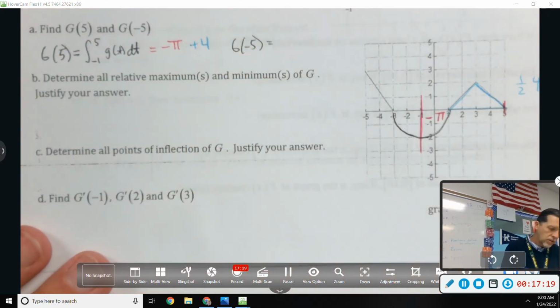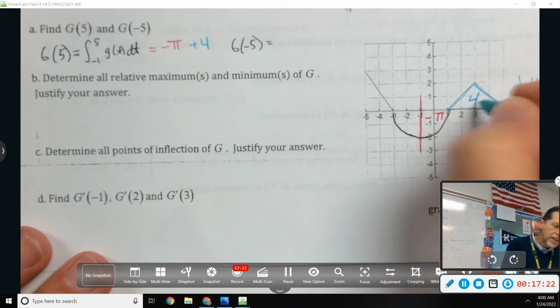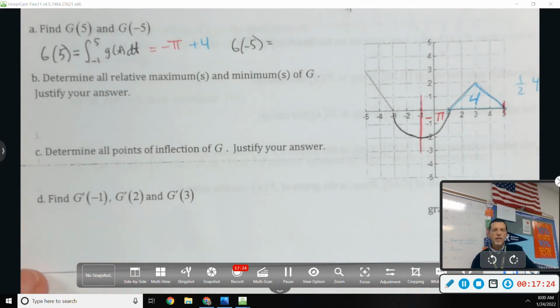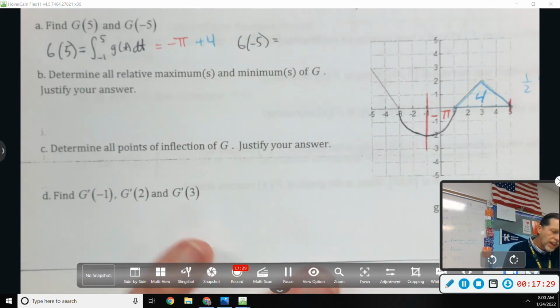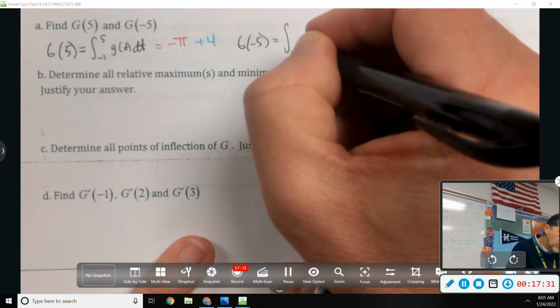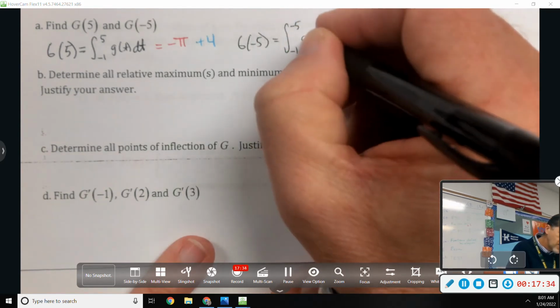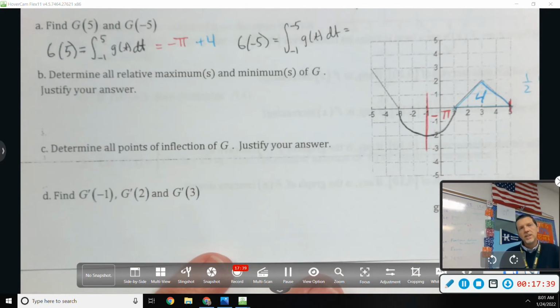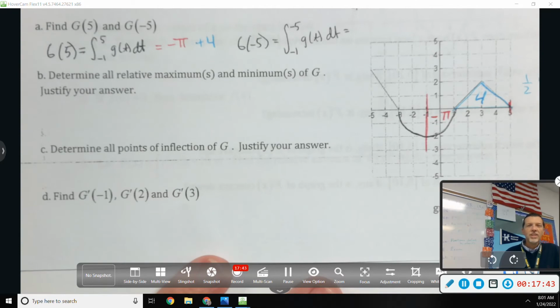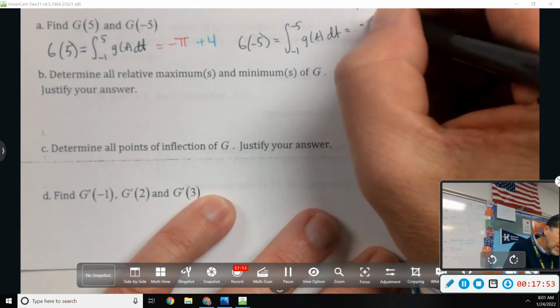Well, I guess since I did it, I may as well label it in case I need it later. I don't think I will, but... Alright, g of -5. Integral from -1 to -5 of g of t dt. What do you want to do first for that one? I would flip them. Again, you do enough of these, you get to where you can go backwards and just call it negative, but I don't think we're there yet.